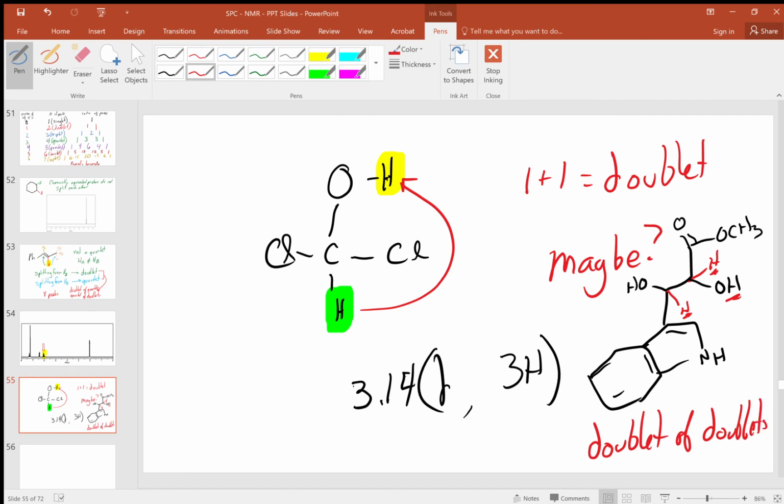And again, if I label these as HA, B, C, and D, what we were seeing was that HA got split by HB. That gave us 1 plus 1 for a doublet. And it got split by HC, 1 plus 1 for a doublet. Well, in a lot of cases, protons that are on atoms like oxygen don't show any splitting.